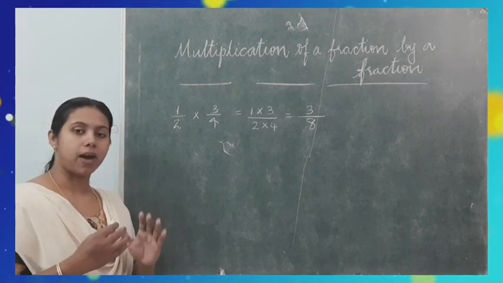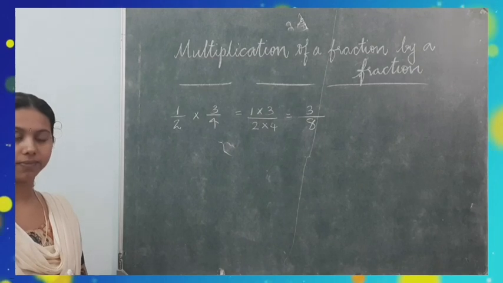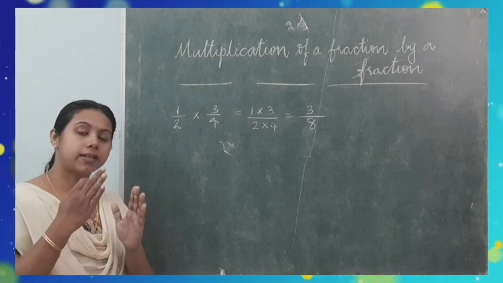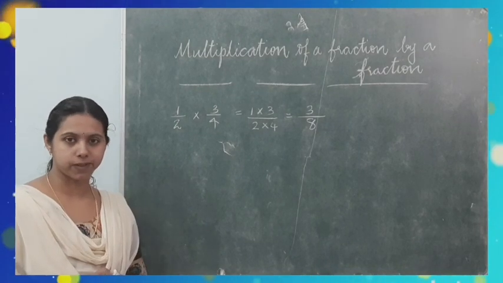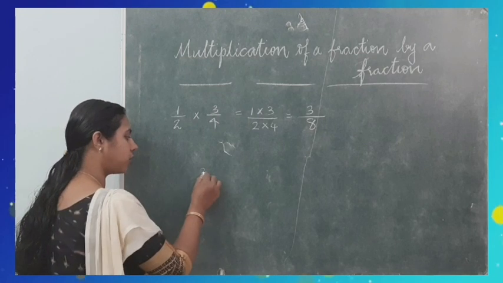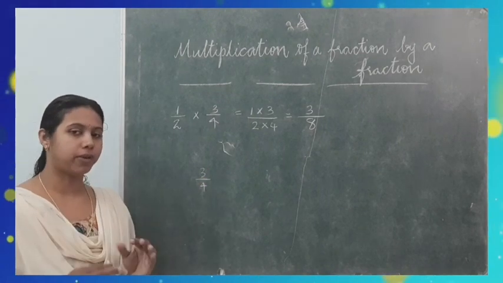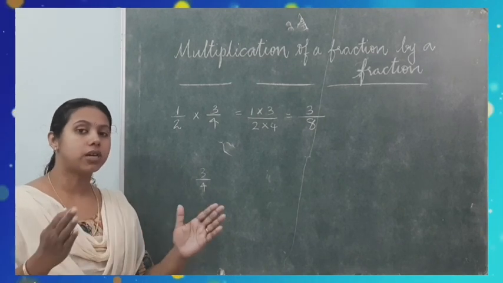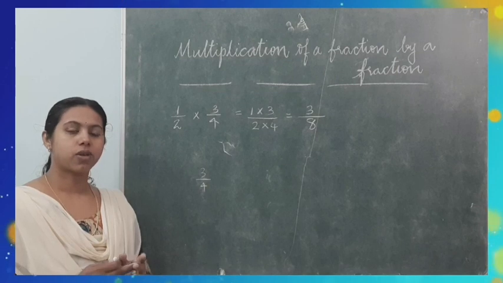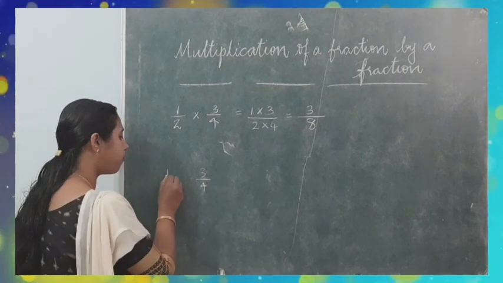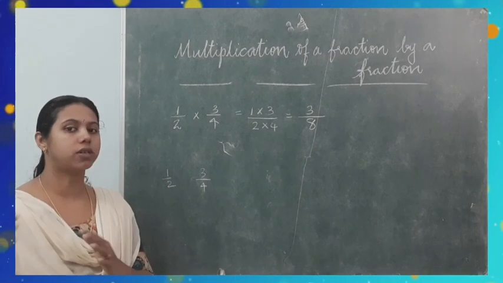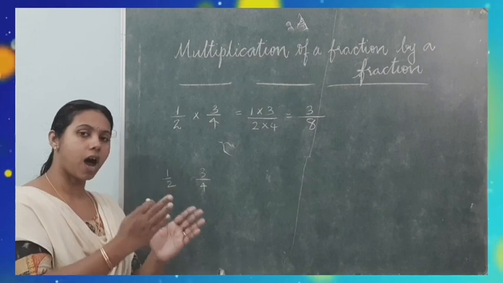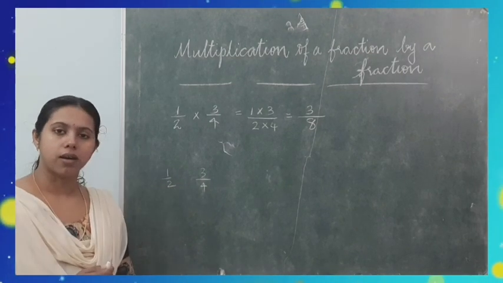Suppose you got 3/4 of an apple. You got only 3/4 of the apple, not the full apple. You want to divide that portion into two equal parts. So how do you do that? You want to find the half of this, a half part you want to give to your brother or sister.